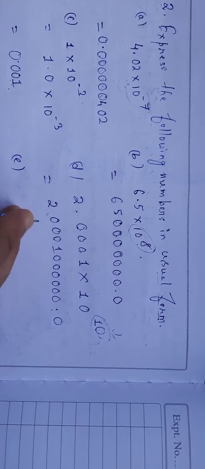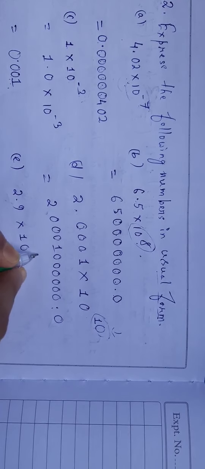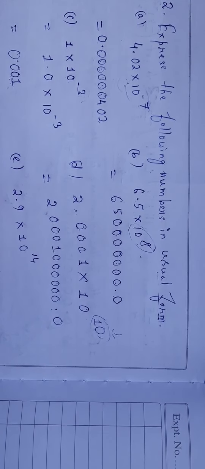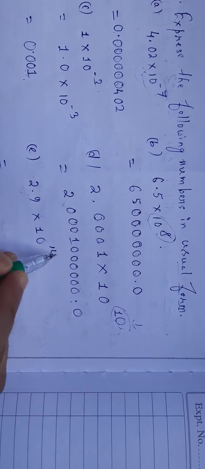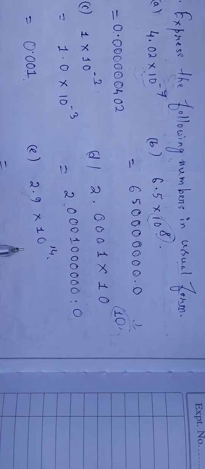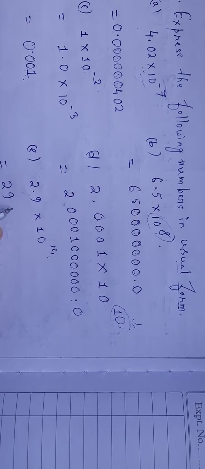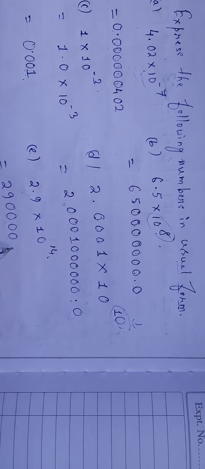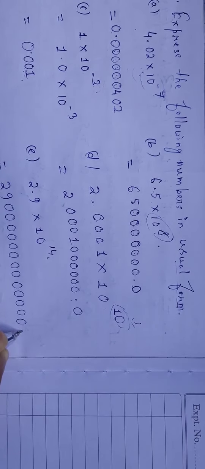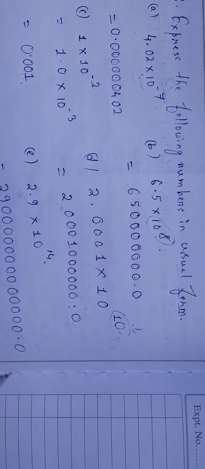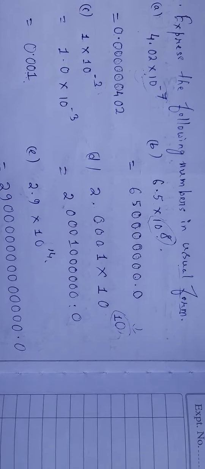Next question number E: 2.9 into 10 to the power 14. Here also you will find that the exponent is positive, so we'll be transferring the decimal point to the right hand side. 1 digit is already there, that means 13 more digits I have to write. So 2, 9 followed by 13 zeros: 1, 2, 3, 4, 5, 6, 7, 8, 9, 10, 11, 12, 13. We have shifted this decimal point followed by 0. So we have converted this question also into the usual form.